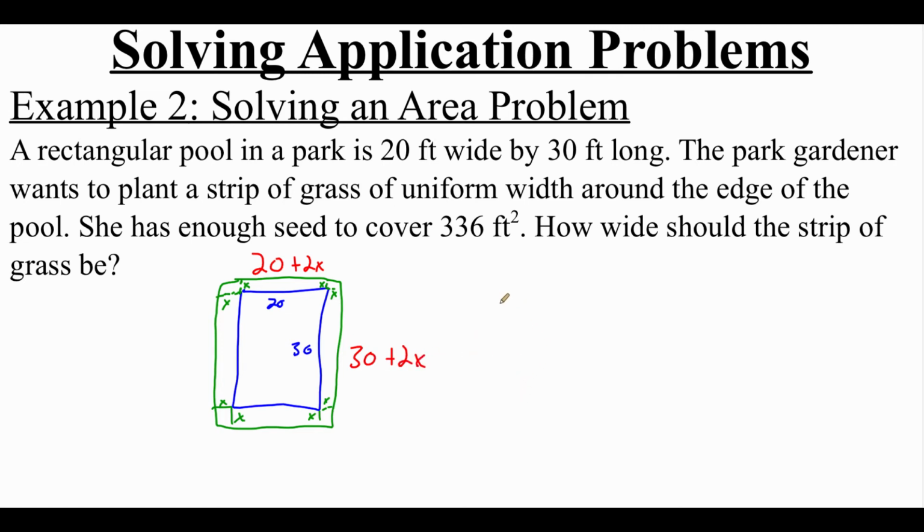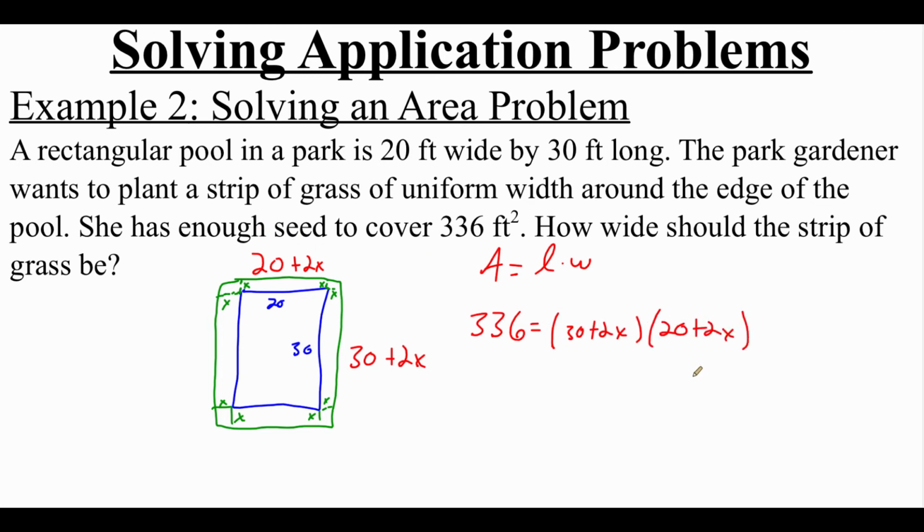Now we're talking about area, and remember, area of a rectangle is length times width. Now we know that we've got enough seed to cover 336 square feet. So that's actually going to be our area. So I'm going to plug that in on the left-hand side, 336. Now the length is going to be that 30 plus 2x. And the width is going to be that 20 plus 2x.